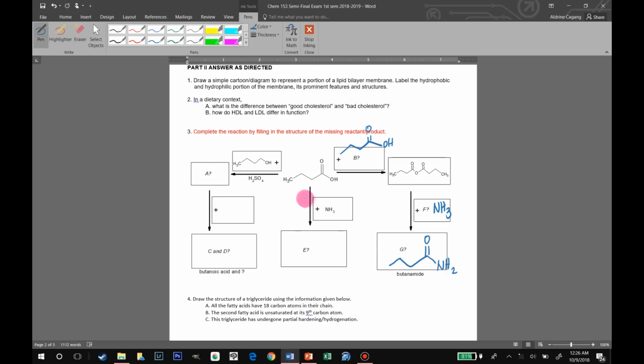Okay, so let's follow this track here, which is your butanoic acid reacted with ammonia. What will be the product of that one? NH3, same thing happens, will form a bond with your carbonyl carbon. Your OH will go away. It's going to abstract one H here to form water. This one is going to give you, hey, look at that, they're just the same. So butanamide, another butanamide. So letter E is also butanamide.